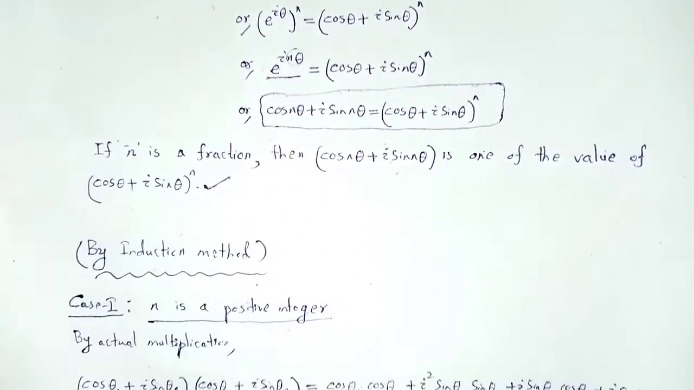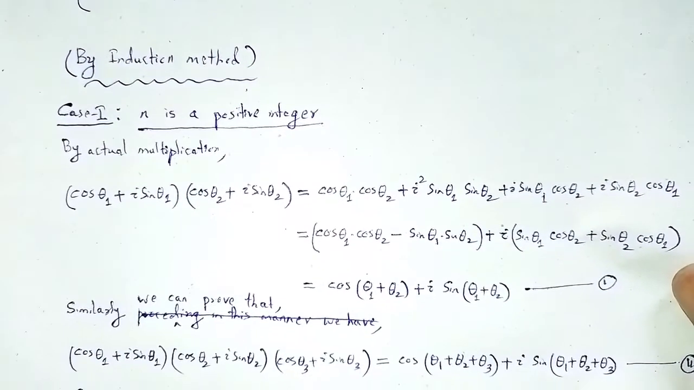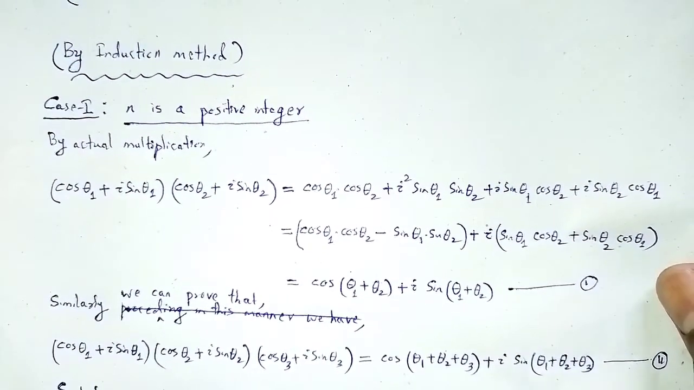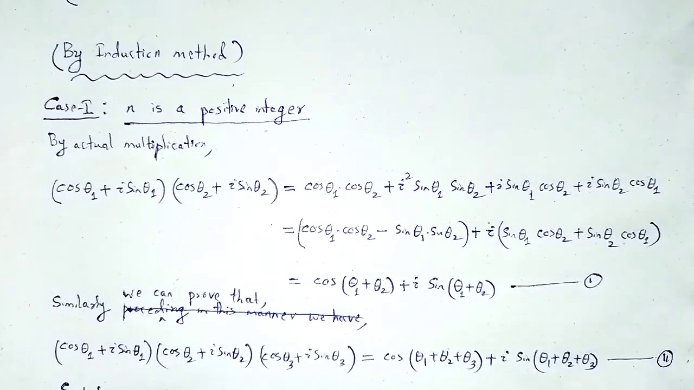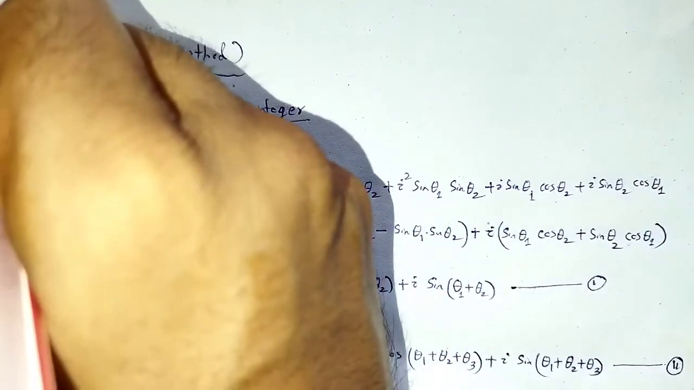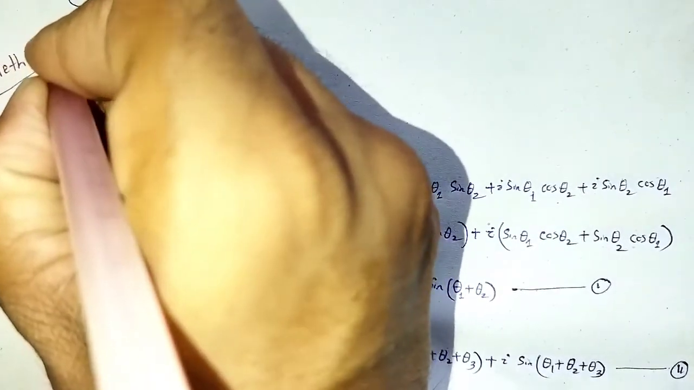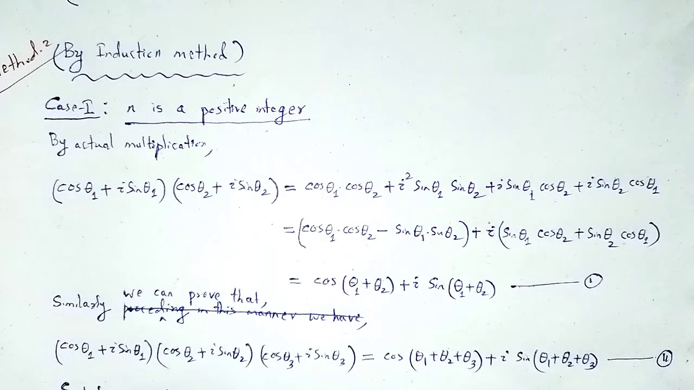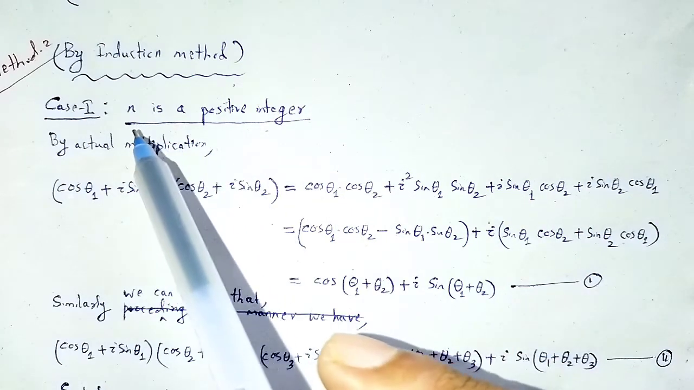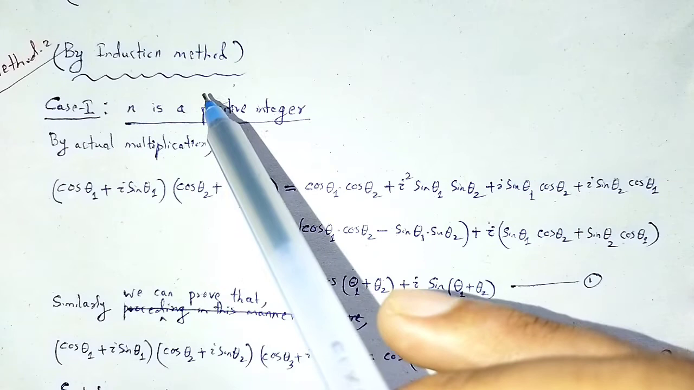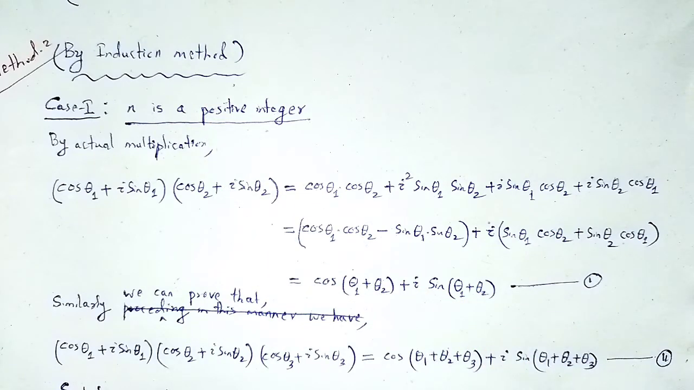Now another method, that is the induction method, basically used to prove de Moivre's theorem. It is method number 2. It has three possible cases that depend upon whether n is a positive integer, n is a negative integer, or n is a fraction. Accordingly, we prove that particular de Moivre's theorem.